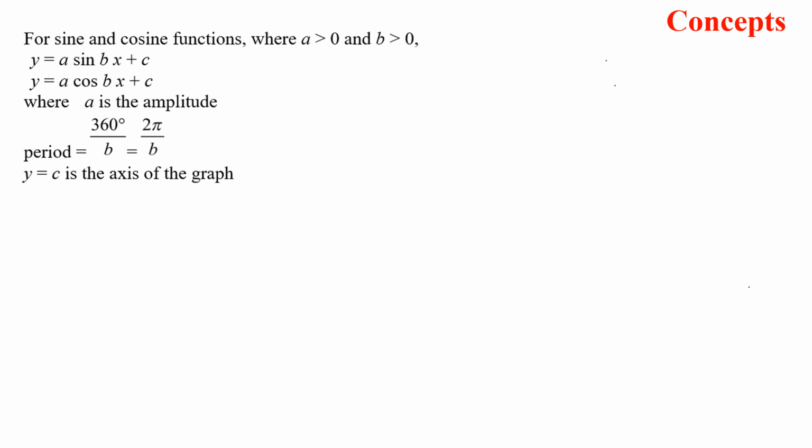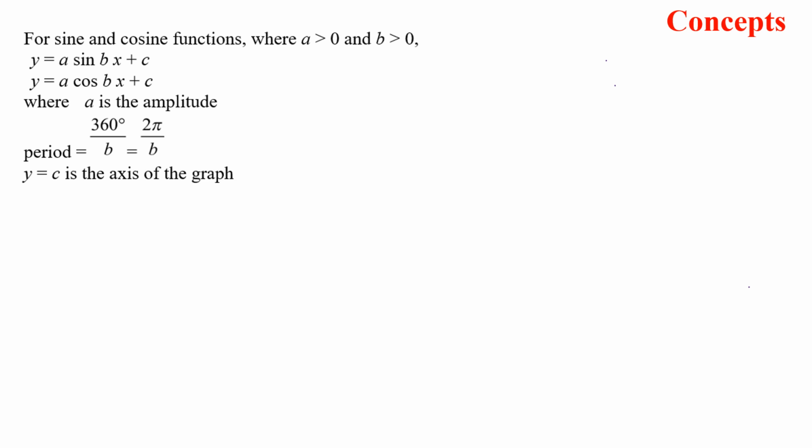This symbol c is not the same as the c in y equals mx plus c. In the straight line equation y equals mx plus c, the letter c represents the y-intercept. Here, the c is not the y-intercept, it's actually the axis of the graph. What do you mean by the axis of the graph?